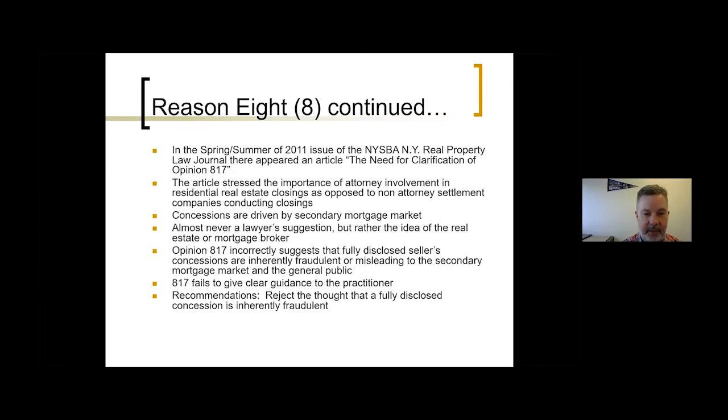The concessions are driven by the secondary mortgage market. Almost never a lawyer's suggestion, it usually comes from a real estate or mortgage broker. And in our opinion, Opinion 817 that's included in your materials incorrectly suggests that fully disclosed seller's concessions are inherently fraudulent or misleading to the secondary mortgage market and the general public. That opinion really doesn't give clear guidance to the practitioner. We recommend that, as I said, if it's fully disclosed, the concession is not inherently fraudulent. It can be legitimate.